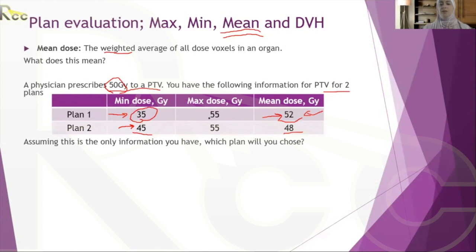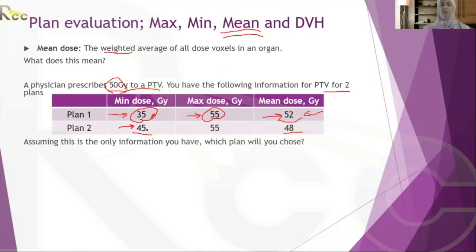So this tells me that the PTV tends to be more in the hotter part. يعني التوزيع الإشعاعي داخل الPTV يحتوي فقط يمكن voxel أو تنتين أو ثلاثة من الcold dose, من small dose. ومعظم التوزيع باتجاه prescription dose أو higher. Right? Now let's look at plan two.